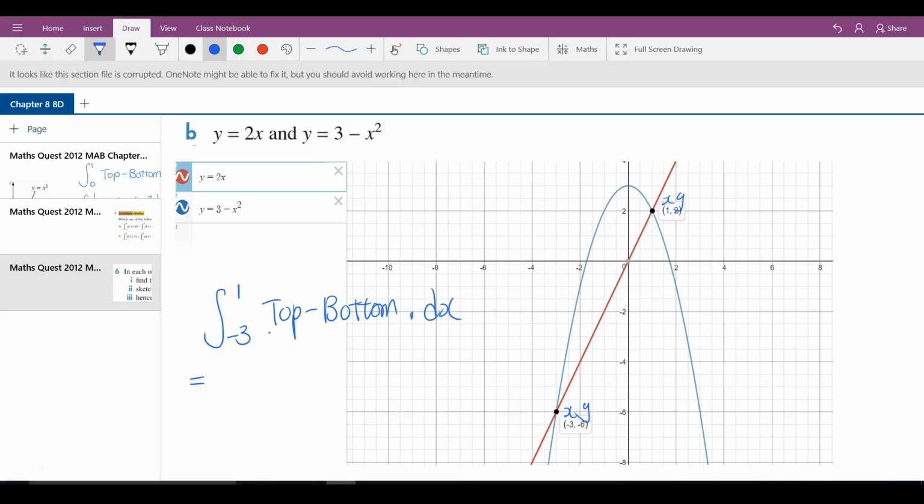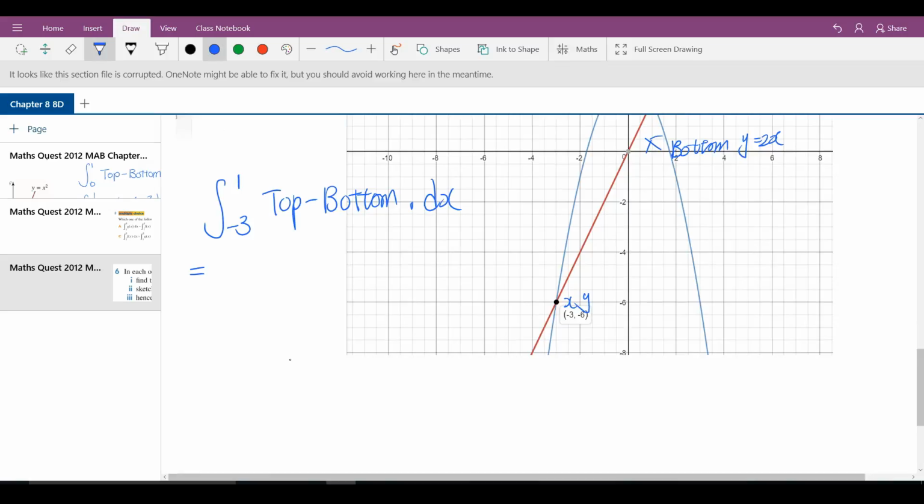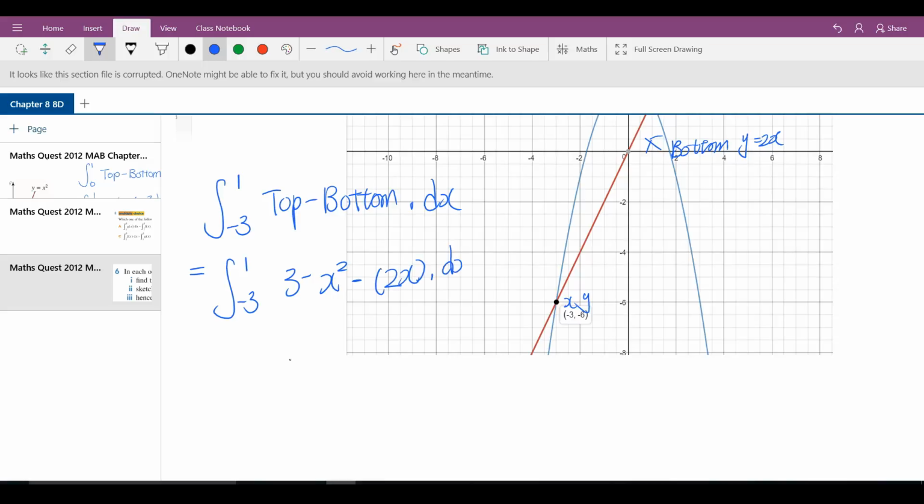So which is our top function? It looks like this is our top function, and this is y equal to 3 minus x squared. The bottom function is the linear one, which is y equal to 2x. So let's go. Integrate from -3 to 1, top minus bottom. Top is 3 minus x squared minus bracket 2x. Let's take out the bracket. So it's 3 minus x squared minus 2x, integrate with respect to x.